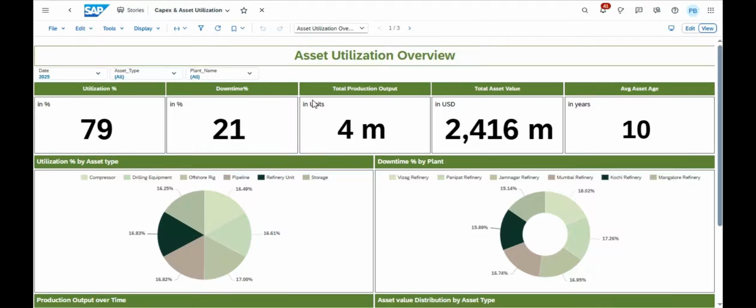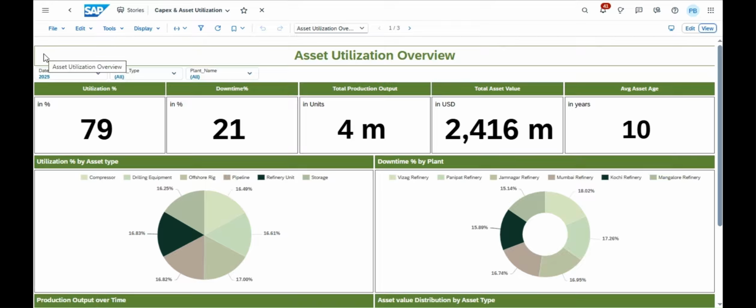The total production output currently stands at 4 million units, representing the overall production contribution generated by operational assets. Moving on, the total asset value is measured at $2,416 million, providing a clear view of the organization's total capital investment in operational assets. Finally, the average asset age stands at 10 years, helping organizations evaluate asset lifecycle maturity and long-term replacement planning. Together, these KPIs provide a strong foundation for monitoring operational efficiency, asset utilization, and capital performance.